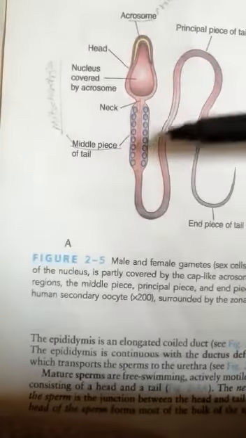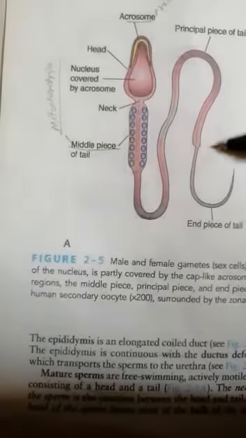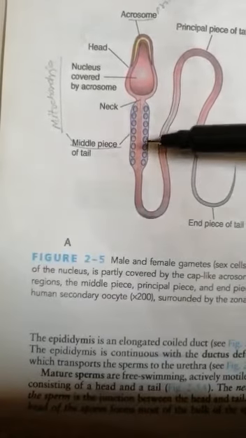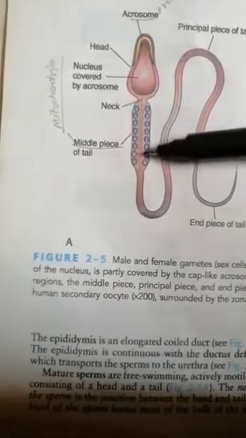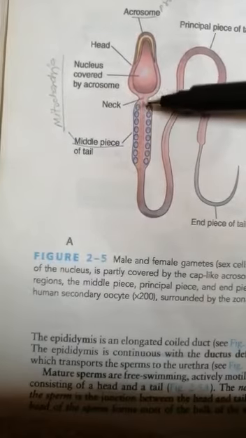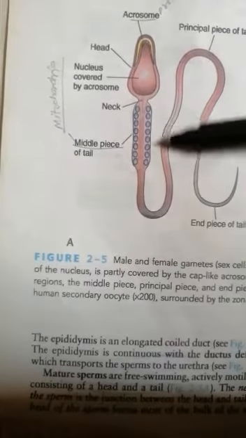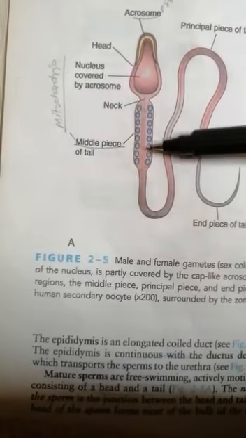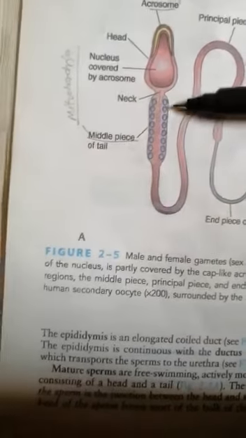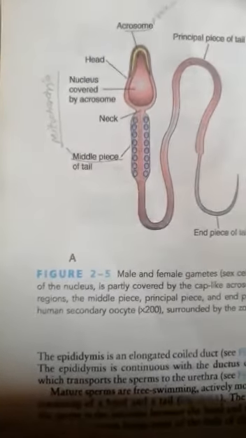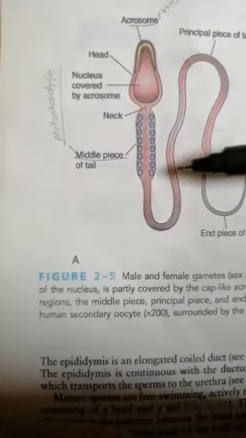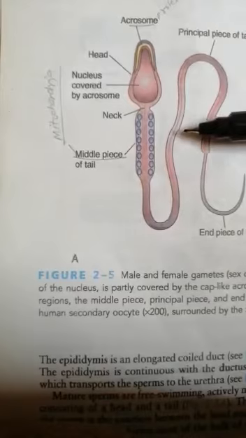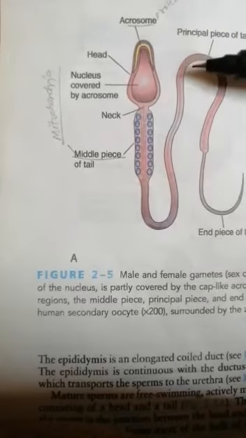We have to remember one thing: the middle part of the tail, which is the most important part, has a number of mitochondria. You can see these bluish balls are the mitochondria, arranged in sequence in the middle piece of the tail of the sperm. In fertilization, only the head of the sperm goes in. The tail and neck remain outside. That's why the mitochondria always come from the female, the ovum.